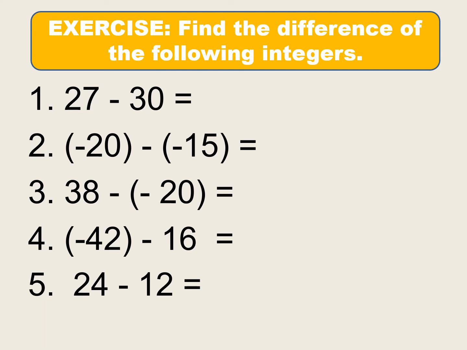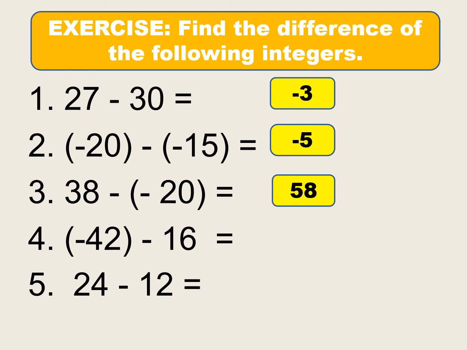Number 1, 27 minus 30, the answer is negative 3. Number 2, negative 20 minus negative 15, the answer is negative 5. Number 3, 38 minus negative 20, the answer is 58. Number 4, negative 42 minus 16, the answer is negative 58. And last number, 24 minus 12, the answer is 12.